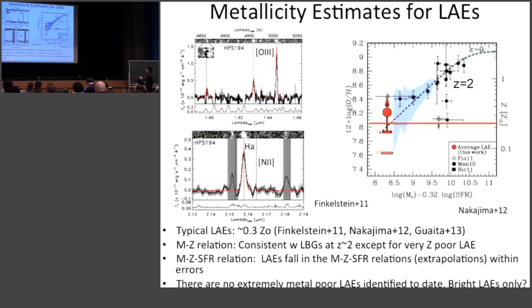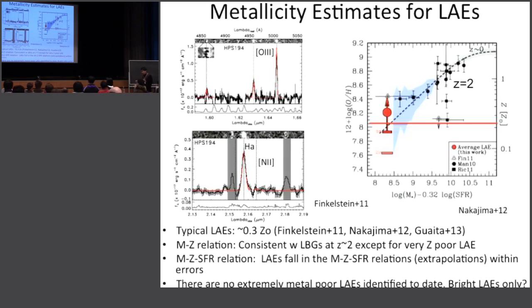And if you look at the fundamental relation, or more neutrally, I say, the mass metallicity star formation rate relation, the results indicate that this Lyman-alpha emitter stack is pretty consistent with the mass metallicity star formation rate relation. So far, we have not seen any extremely metal poor Lyman-alpha emitters.